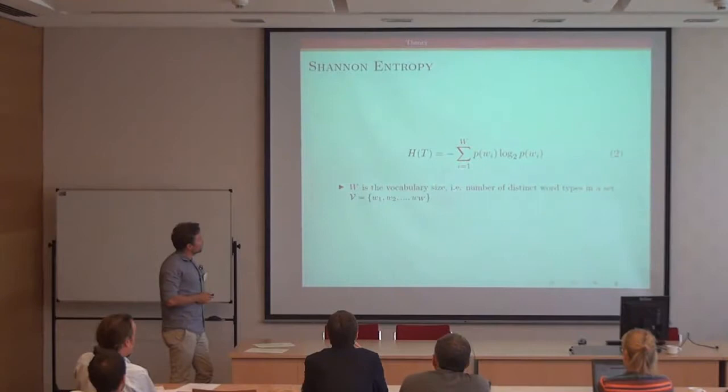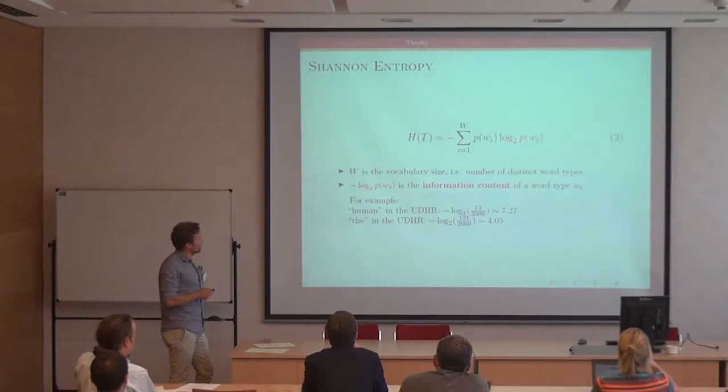And so here you have the sum over the probability times the log to the base 2 of the probability of the word. And this minus log to the base 2 of the probability is called the information content. That's also what Alvaro said.